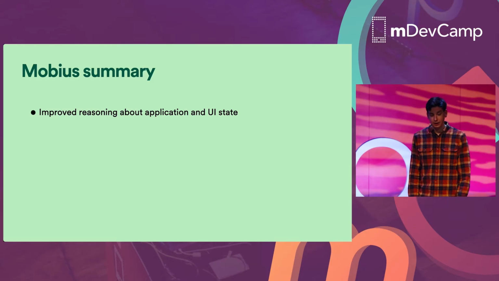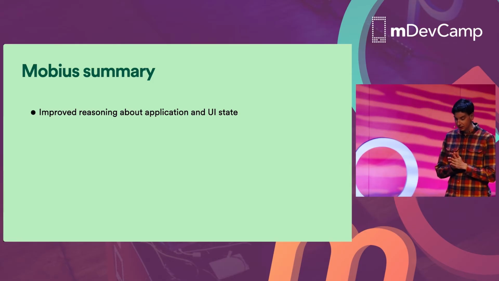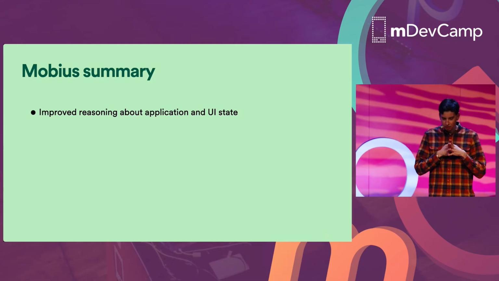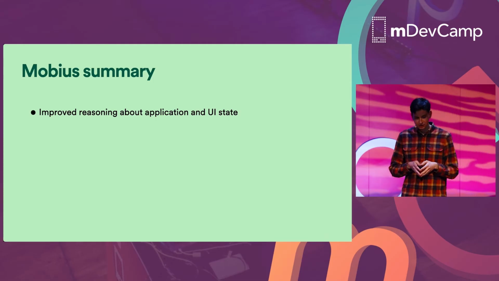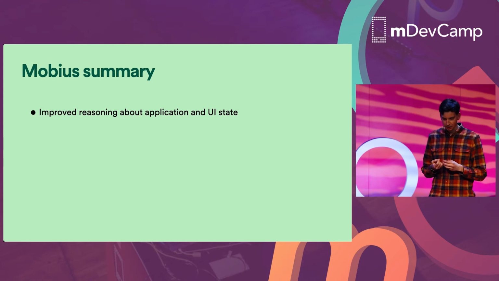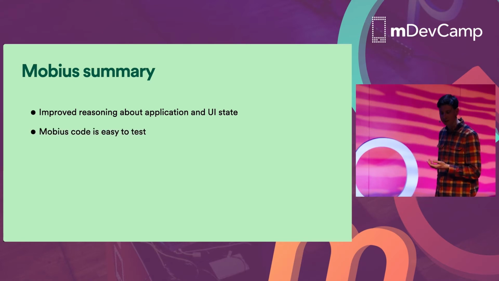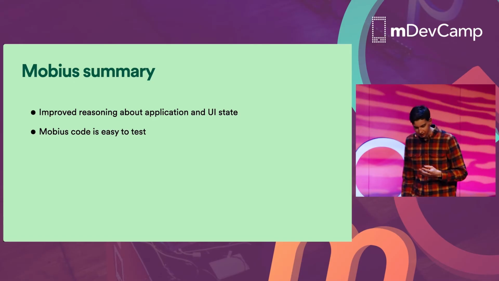And in fact, after adopting this, we realized that Mobius has had a hugely positive impact on how we manage application and UI state in the Spotify mobile apps. And one of the most unexpected benefits has been the excellent testability of the code.